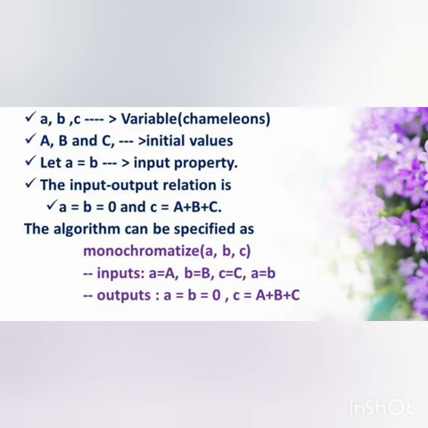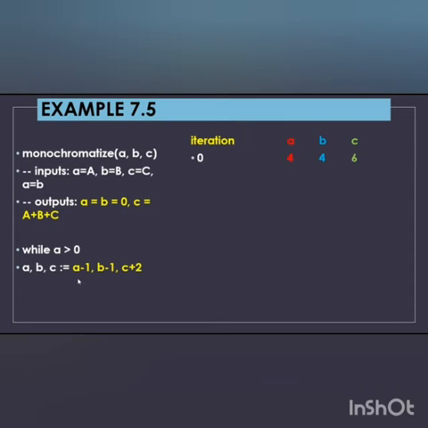For example, A, B, C is equal to 4, 4, 6. So, first 2 chameleons are equal in number. Then, the series of meetings will result in all the 2 colors of chameleons being changed to the third color. Now we are going to check the condition while A is greater than 0. The value of A is 4. So 4 is greater than 0. The condition is true. Now the control will come inside the loop.